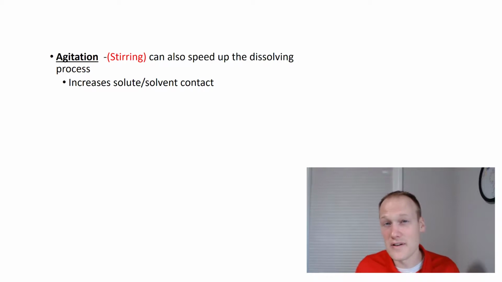Another thing you can do to increase solubility is agitation. You know this. If you put sugar in iced tea or coffee, you stir it in order to make it dissolve faster. That agitation increases the speed of the dissolving process.